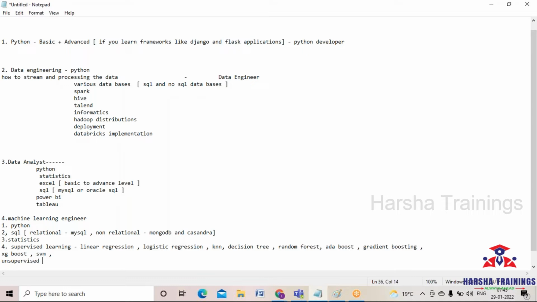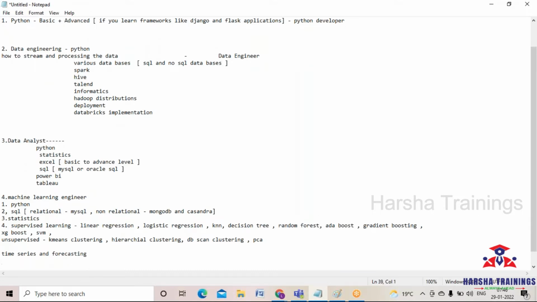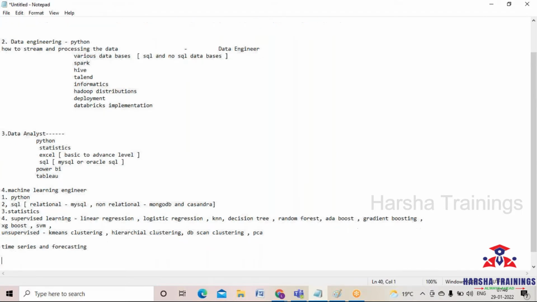In unsupervised learning, that is k-means clustering, hierarchical clustering, DBSCAN clustering, PCA, all these things you will learn, and time series and forecasting, etc. If any other concepts come up, they will also be added. And we'll see how to do Docker and Kubernetes end to end with the CI/CD pipelines for machine learning.